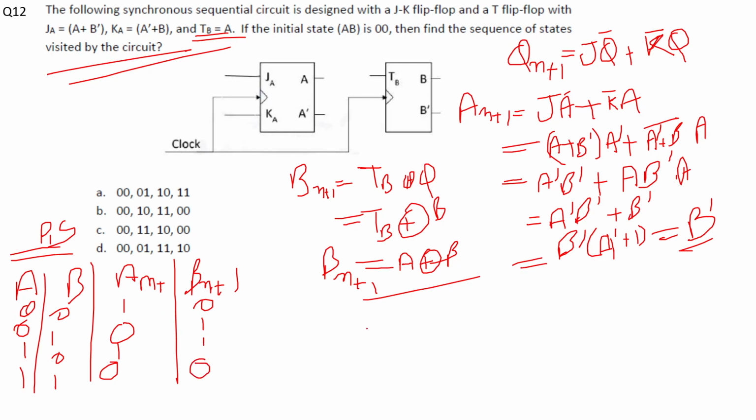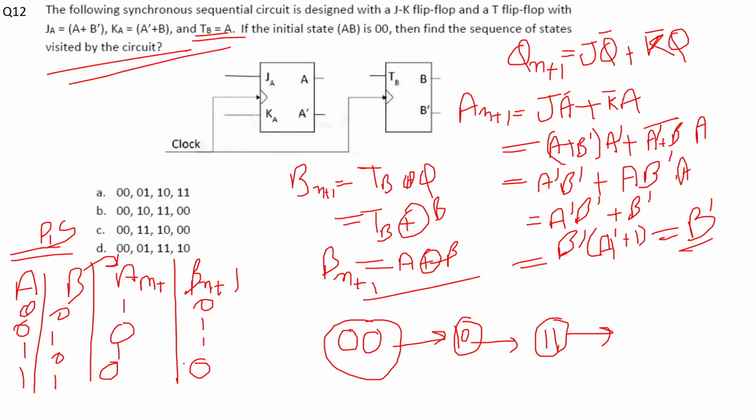Now we need to find out the transitions this circuit makes. So I'm at first at 0 0, and I'll be going to 1 0. Now I'm at 1 0, so the next state I'll be going to is 1 1. And when I am at 1 1, I'll be going back to 0 0. So the transition this circuit will make is from 0 0 to 1 0 to 1 1 to 0 0. That is option B.